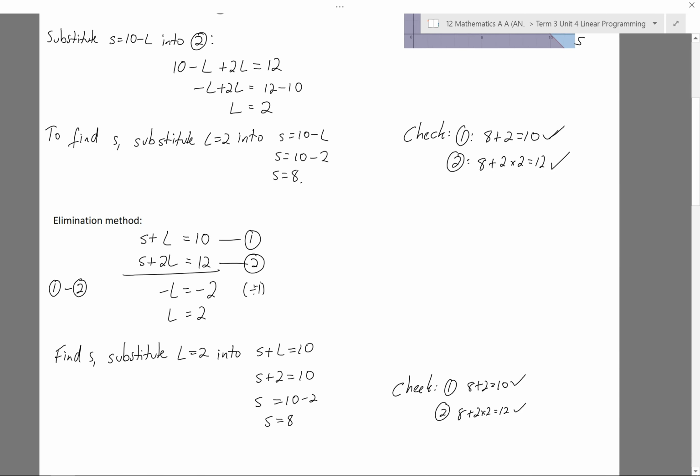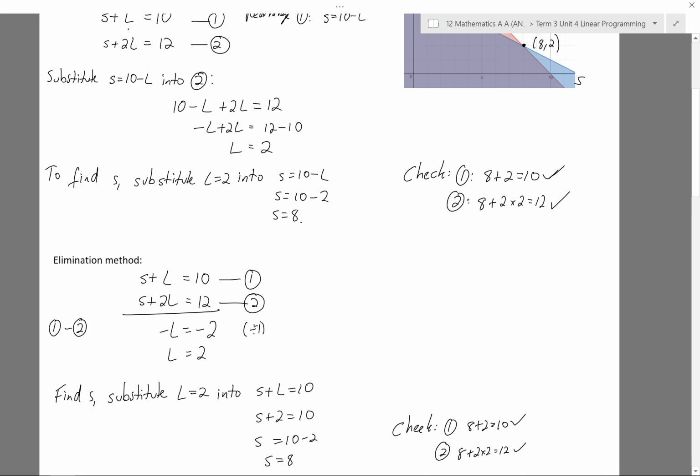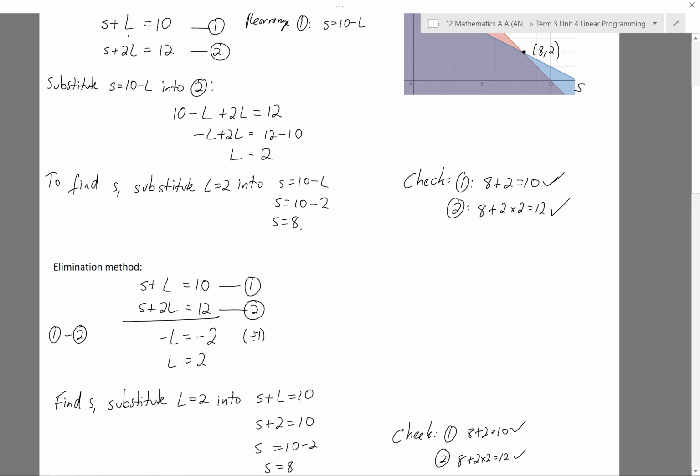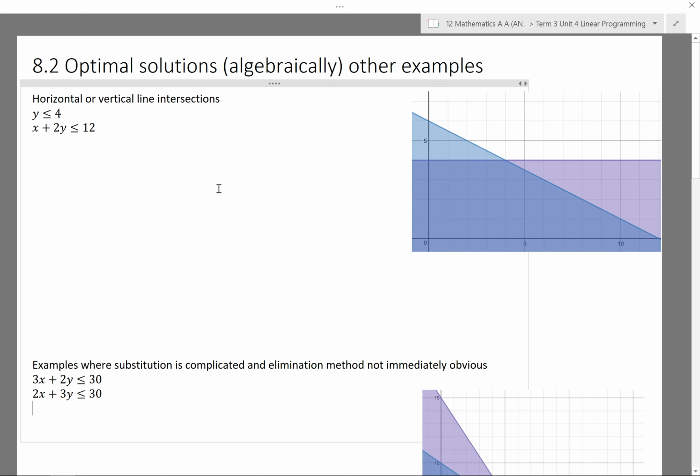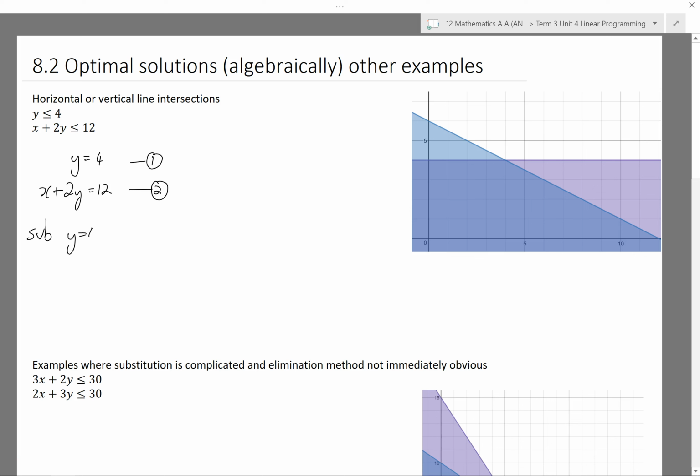There are some little variations of the elimination method as you go through a few more problems, but that's how we would do it algebraically. There are a few, I guess, more interesting examples, for example this one where I've got a horizontal line intersecting with a diagonal line, but I can just do the same things that I've done. I'd probably use the substitution method here. So y equals 4 would be equation 1, and x plus 2y equals 12 would be equation 2. I'm going to sub y equals 4 into equation 2.